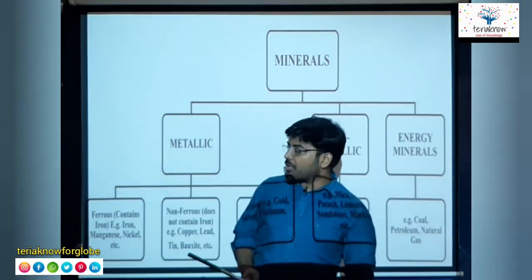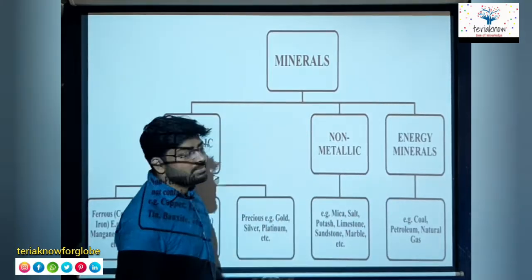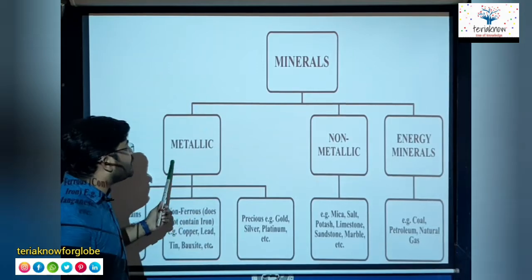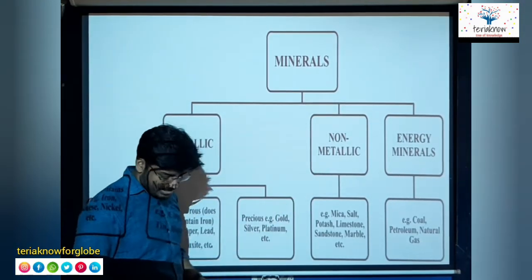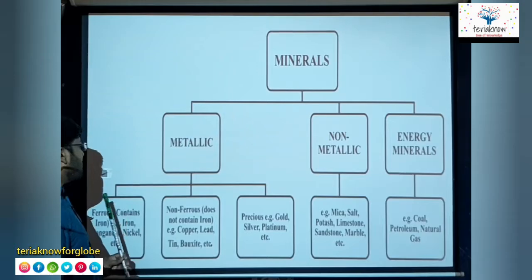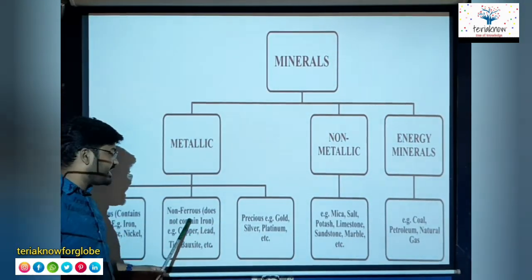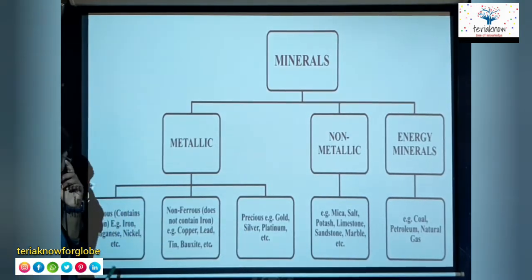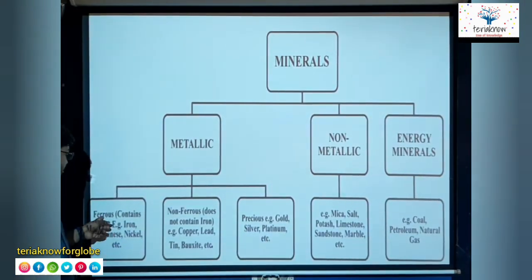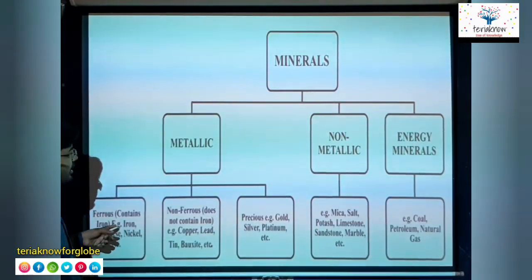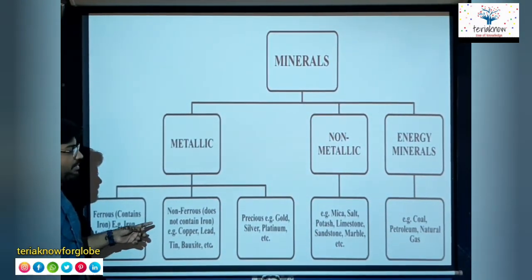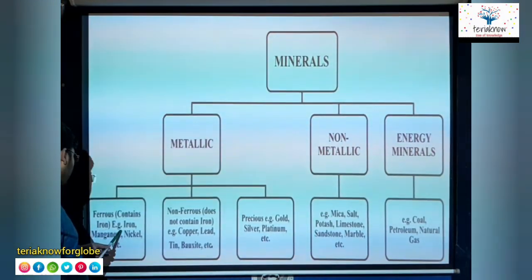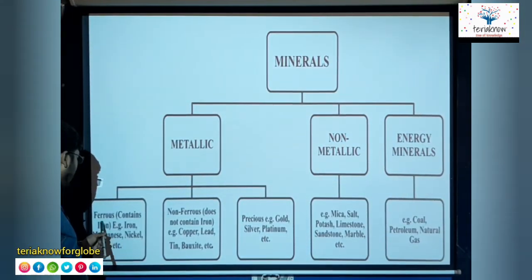Okay, so once again I'm going to repeat whatever I taught here about the minerals. Minerals are basically divided into three categories: metallic, non-metallic and energy. Metallic is further classified into three categories: ferrous, non-ferrous and precious. You can also take a screenshot of it, remember it, learn it and revise it, because definitely it will be there. Ferrous contains iron. Examples: iron, manganese, nickel are there in the ferrous.